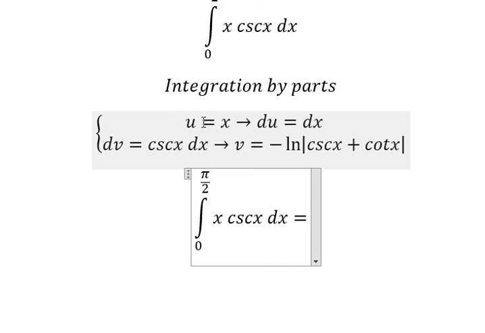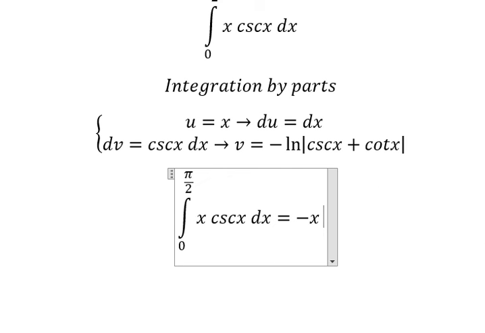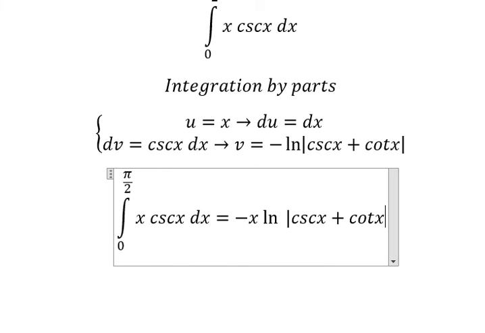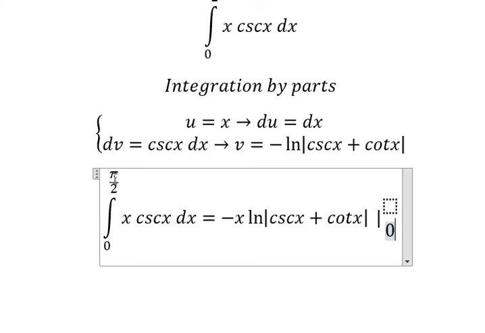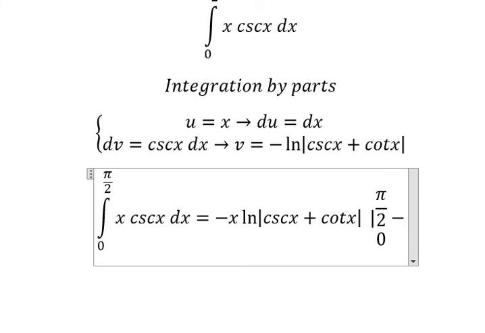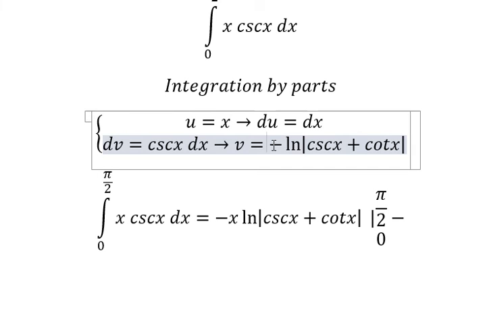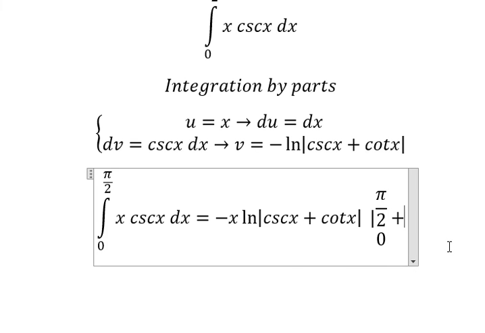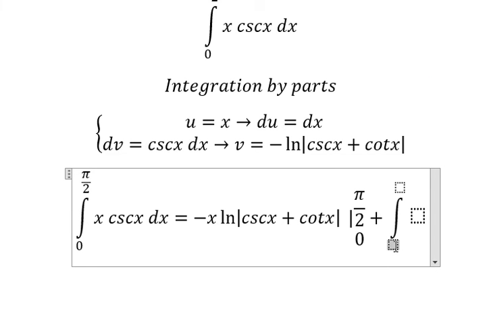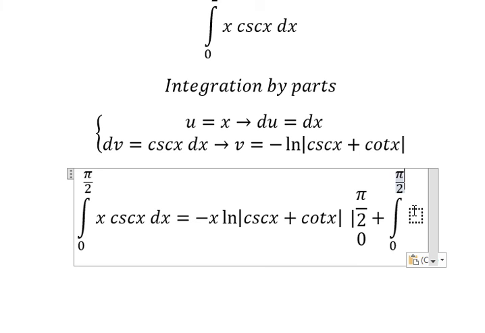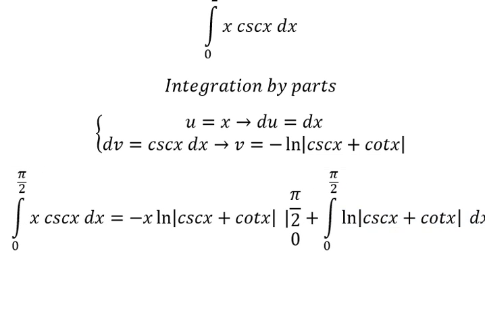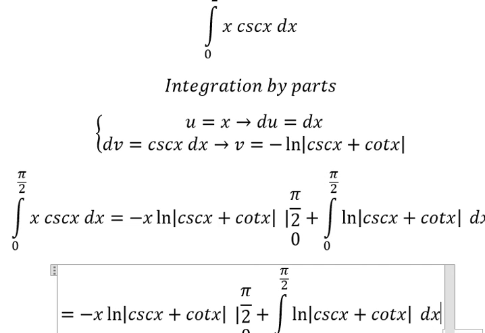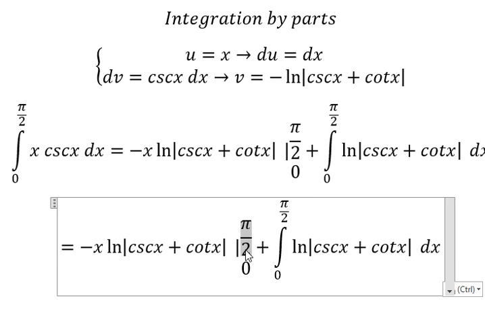So we have u multiplied by v, and I will put the bounds from 0 to b over 2. Minus, we have u multiplied by v, negative and negative in here, we have positive, and now we have the integration from 0 to b over 2 of ln of the absolute value of cosecant of s plus cotangent s ds. Next, I will put b over 2 and the number 0 here.